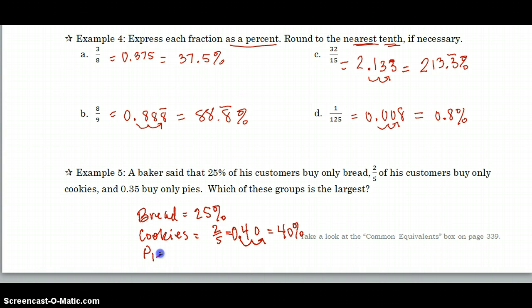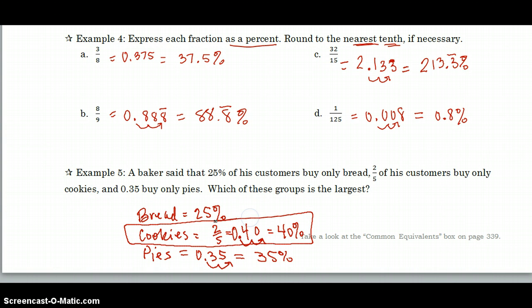So we're on the very last part of the very last problem. Pies, he said that 0.35 buy pies. What does that mean? That means that 35% buy pies. When you multiply that times 100, you'll move your decimal 2 places to the right. So looking at these percentages, cookies are the most popular item at that bakery.